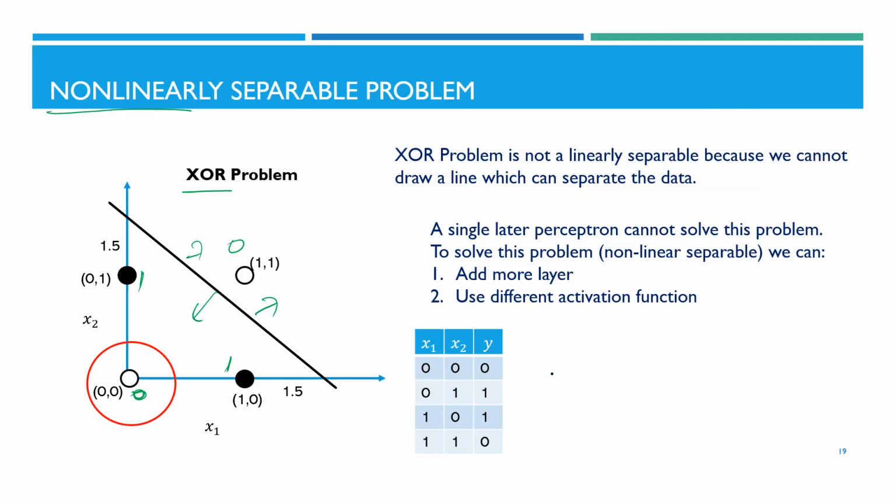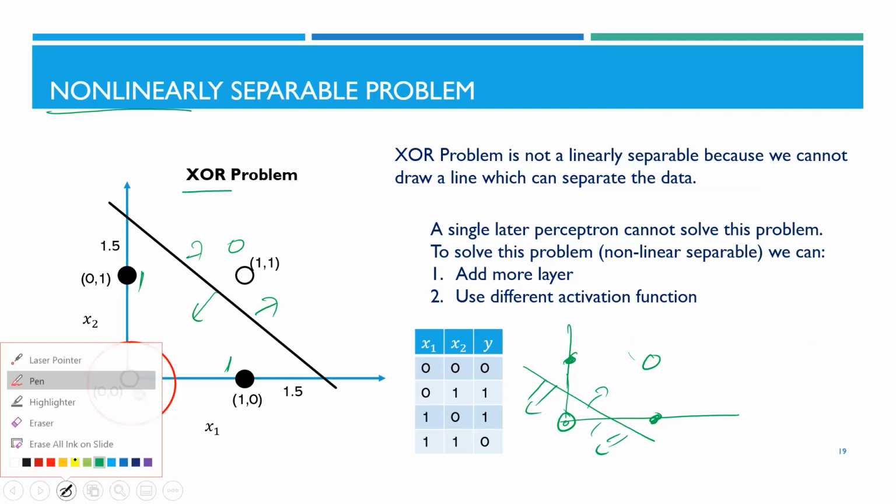Okay. What if we change the line? We use another line. I draw here. If we use this line, this area is okay because the data is only 0. But let's see the above area. This data is 1, 1, but this one is 0. So this is not correct because it's not separated.